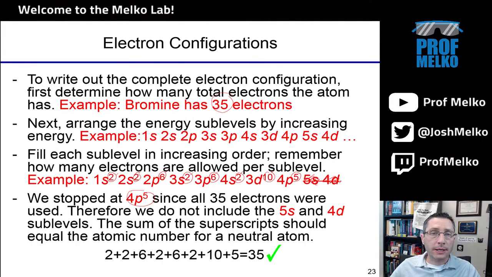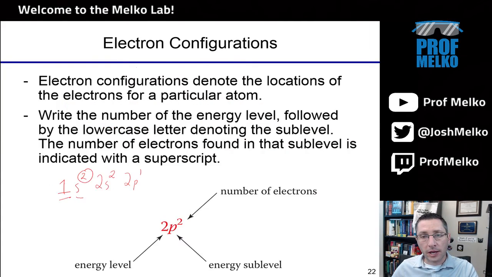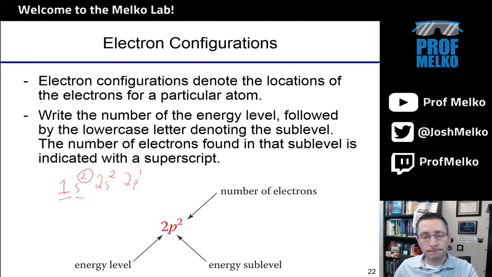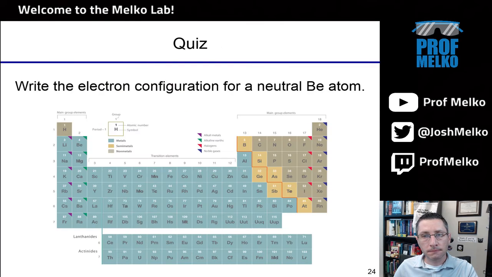Okay, so be able to write this electron configuration for any element. Right? Again, start with the atomic number. That'll tell you the number of electrons. Write out your sublevels, and then start putting the electrons in until you've used up all those electrons. So let's take a moment and practice that. See if you can pause the video here and write the electron configuration for a neutral beryllium atom.